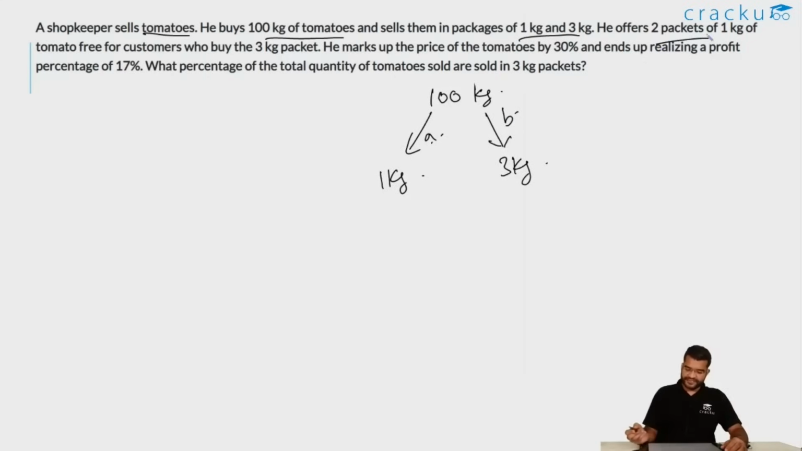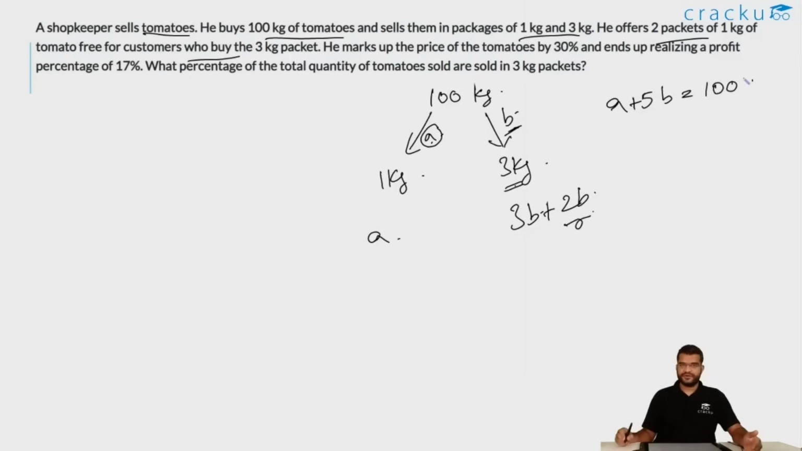Now he offers 2 packets of 1 kg free for customers who bought a 3 kg packet. So what is the total number of tomatoes that are sold? In the A packets of 1 kg, the total number of tomatoes sold is A. In the B packets of 3 kgs, the total number of tomatoes sold is 3B. But for every 3 kg packet sold, he is giving 2 kgs free. Because there are B packets of 3 kgs sold, he is giving 2B for free. So the total amount of tomatoes sold is A plus 5B. This is equal to the total tomatoes that he has, which is equal to 100.